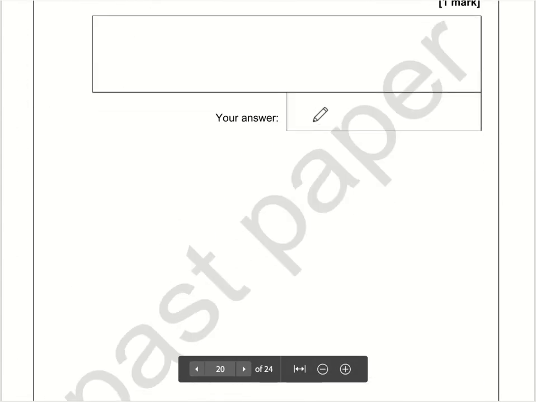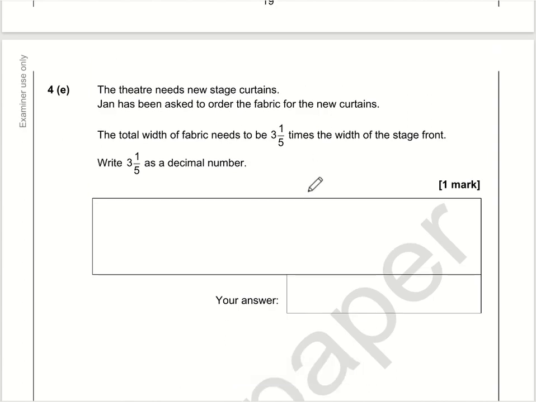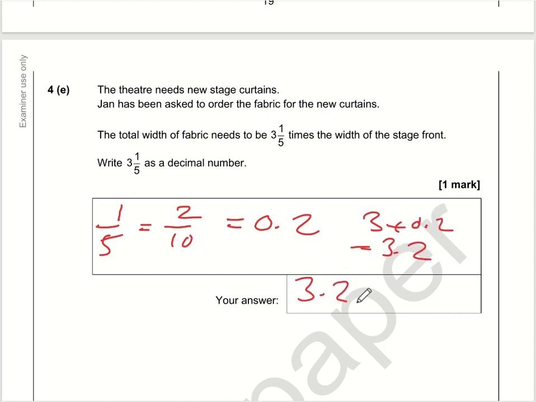Okay, moving on to E, which I've just skipped past. So the total width needs to be 3 1/5 times. Actually, we don't need to read any of the waffle. It's just what is 3 1/5 as a decimal? Well, 1/5, that's not so easy to write as a decimal, but if I convert it into 2/10, it's easy writing tenths as a decimal. 2/10 is 0.2. So 3 1/5 is the same as 3 2/10. In other words, it's 3 and 0.2, and 3 plus 0.2, well, that is just 3.2.